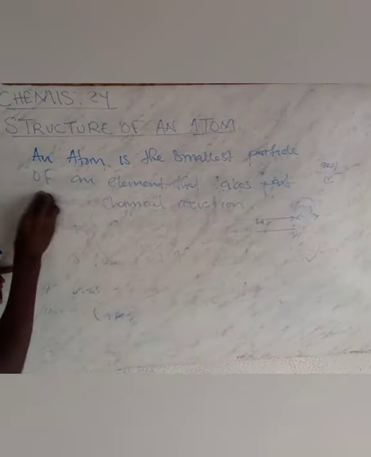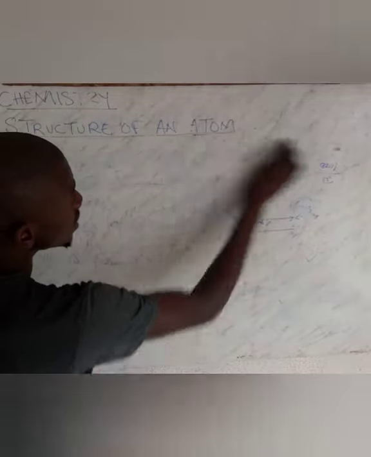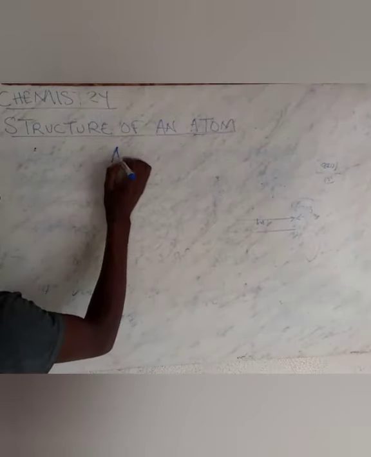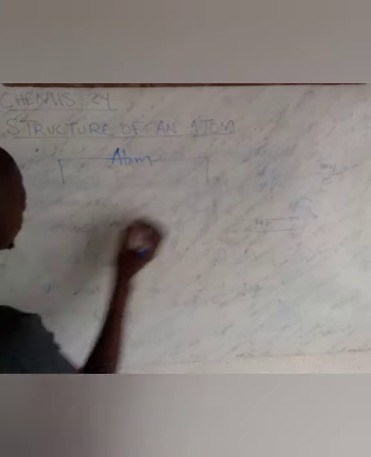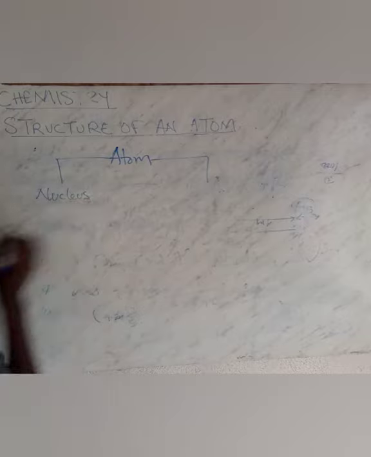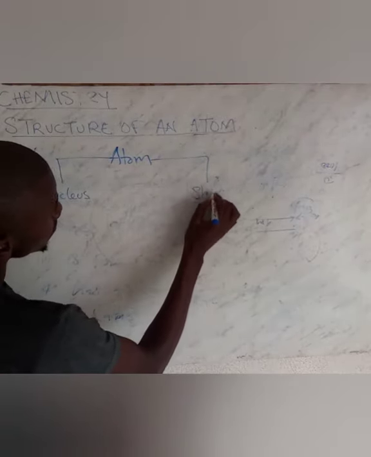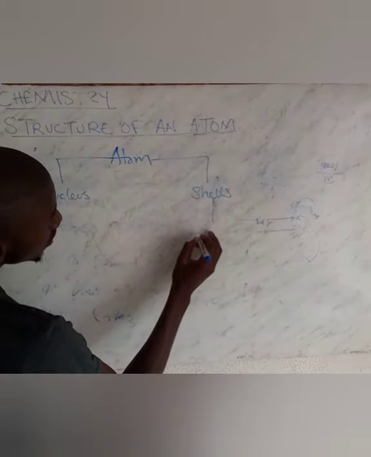Now, taking a step further, looking at the structure of an atom, let's use a diagram to represent how the structure of an atom will look. So we are going to have an atom here. This atom can be divided into two categories. One, we are going to have the nucleus. Second, we are going to have the shells.